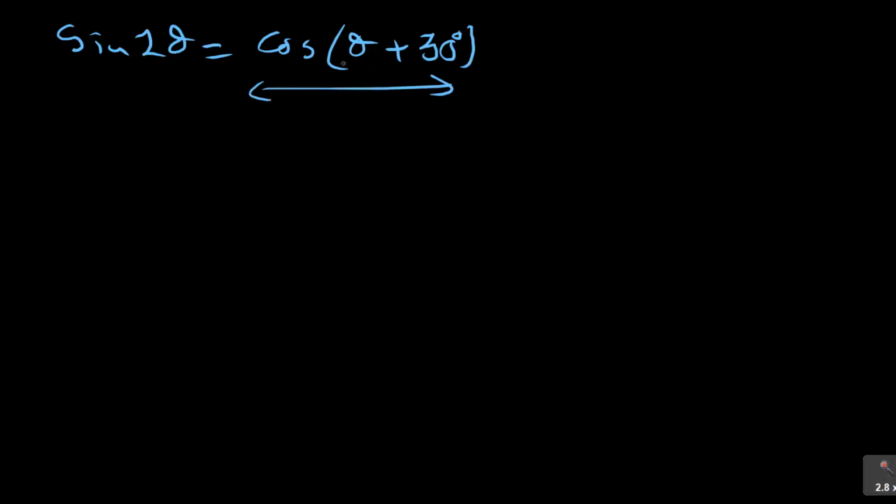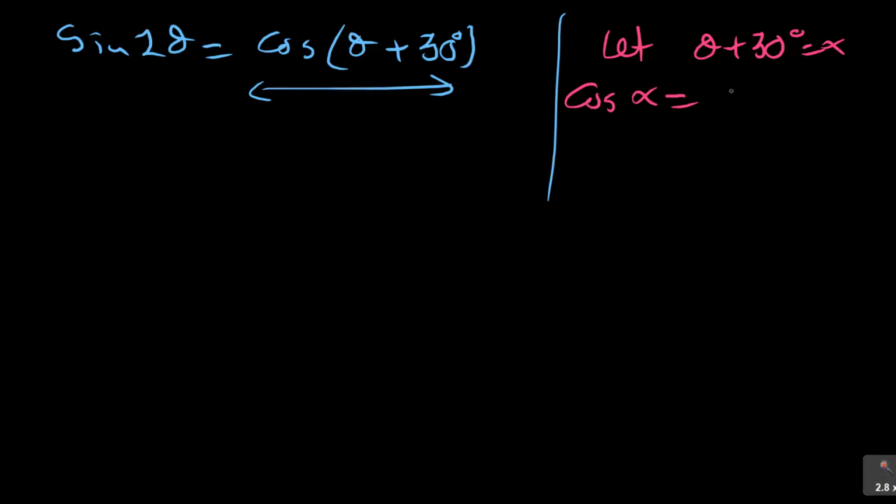Look at this. Convert this using cofunction. Remember, what does cofunction say? Let theta plus 30 degrees be equal to alpha. So now look at this. Remember, cofunction says cos alpha is equal to sine (90 minus alpha). That's what the cofunction says.